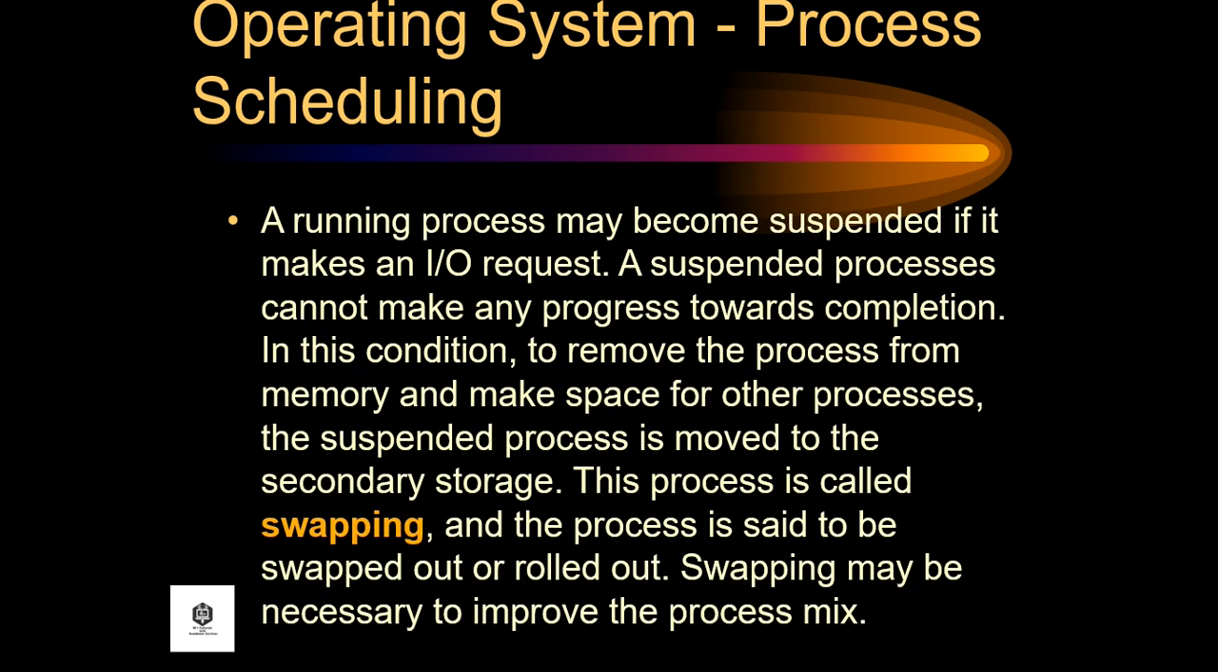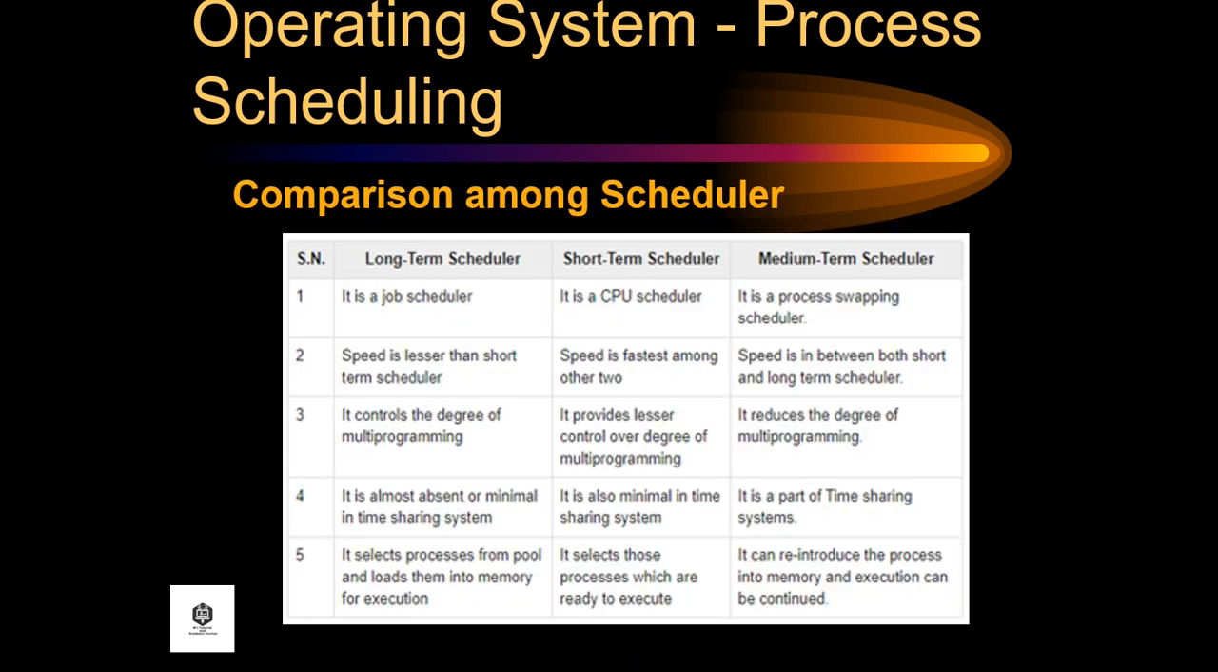A running process may become suspended if it makes an input-output request. A suspended process cannot make any progress towards completion. In this condition, to remove the process from memory and make space for the other processes, the suspended process is moved to the secondary storage. This is called swapping, and the process is said to be swapped out or rolled out. Swapping may be necessary to improve the process mix.